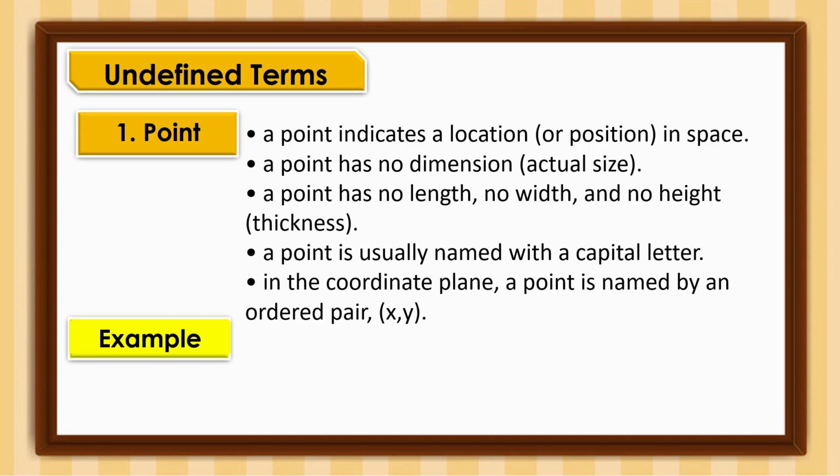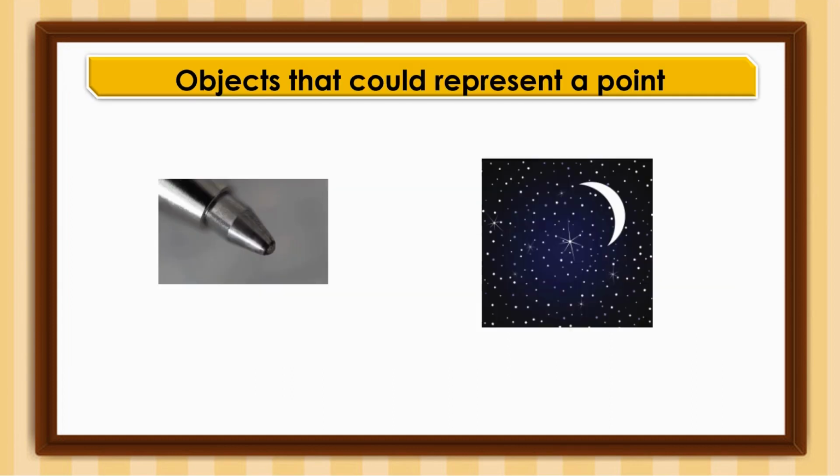So here's an example of a point. We have here a point and a capital letter beside it. It is notated. It is named as point A. So objects that could represent a point. It can be a tip of a pen or stars in the night.